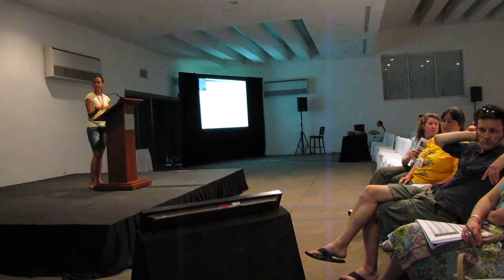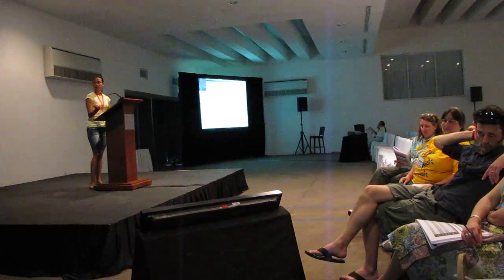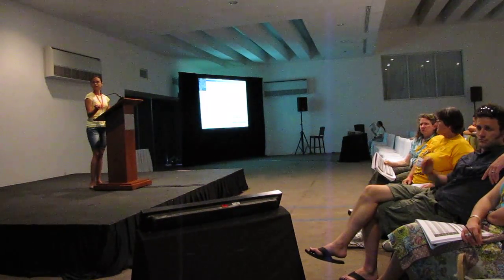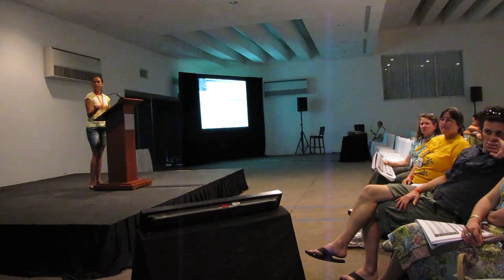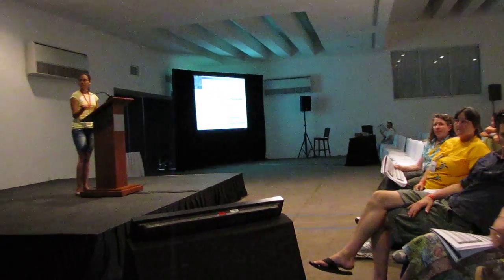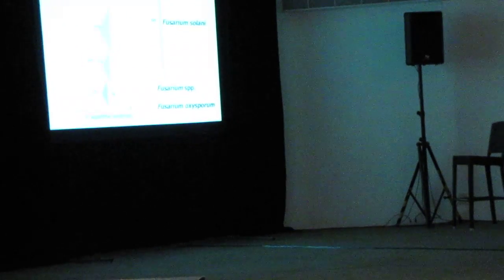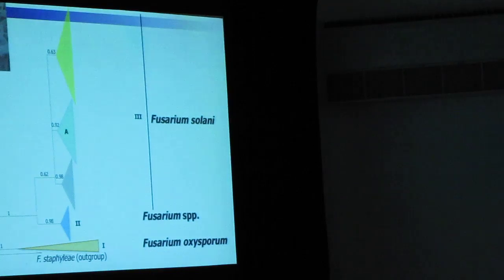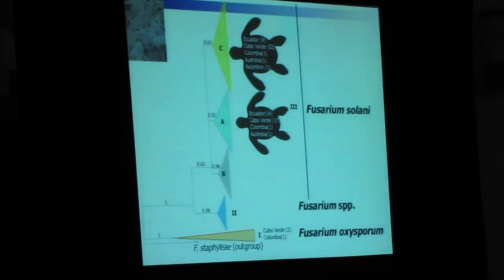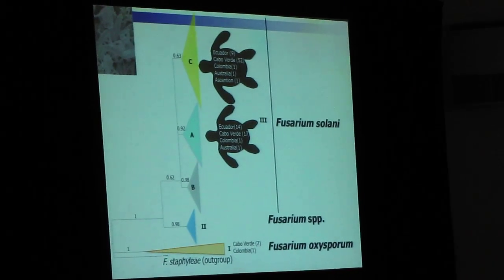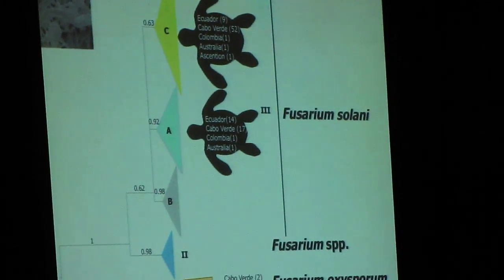And what we have seen is that they clearly separate a group that is Fusarium oxysporum, another Fusarium species, and one big group which clusters all the Fusarium solani isolates. What is interesting here is that inside the Fusarium solani clade, all the sea turtle isolates from the different locations are clustered in subclades A and C, the majority of them clustered in subclade C.